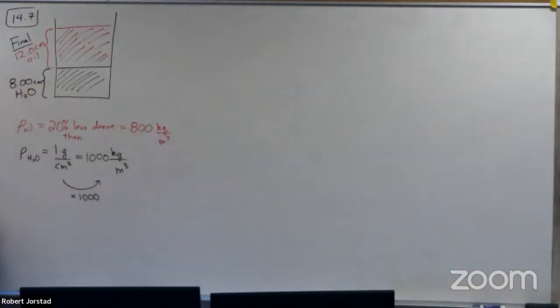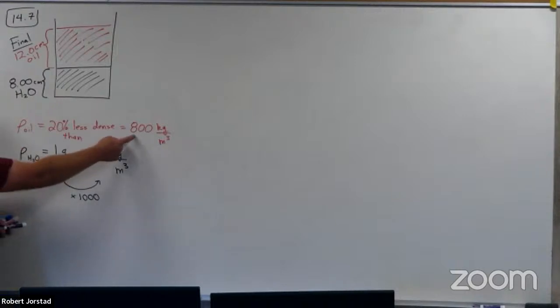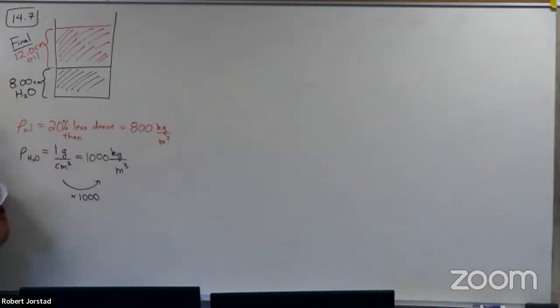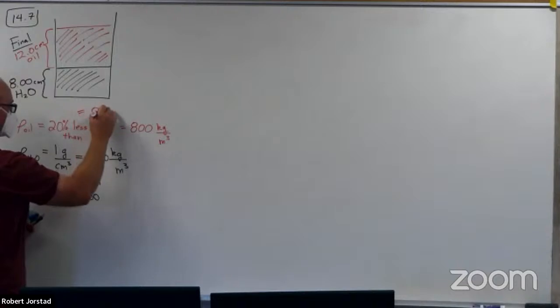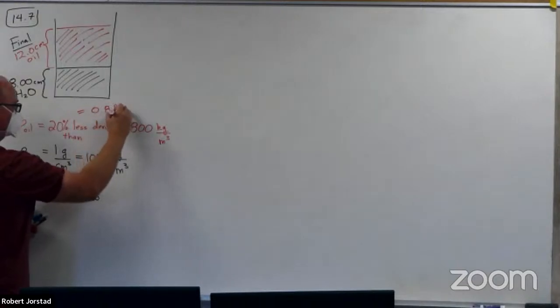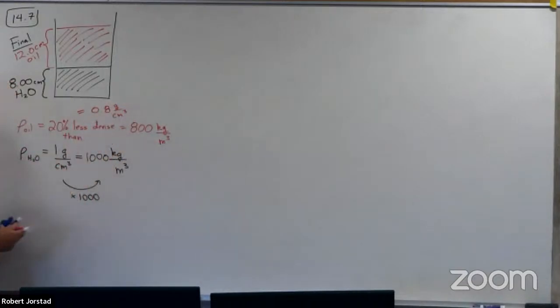I can't help it. I'm a physicist. I like kilograms and meters rather than grams and centimeters. You know what I'm saying? So let's default to that. We could always come back. Do you agree this would be 0.8 grams per centimeter cubed if we needed it? I'll put that up here just in case. Let's kind of be lazy with six figs, all right?